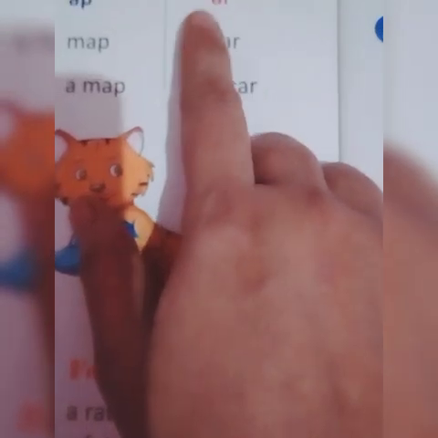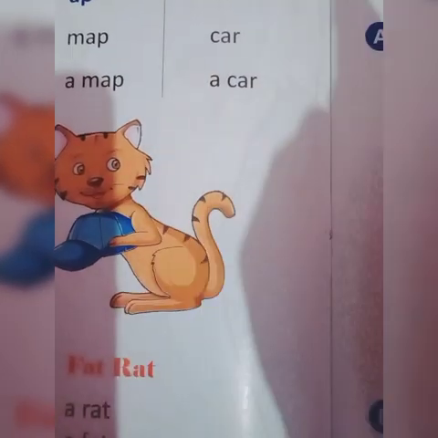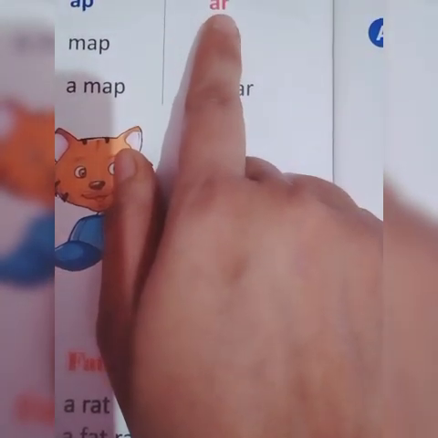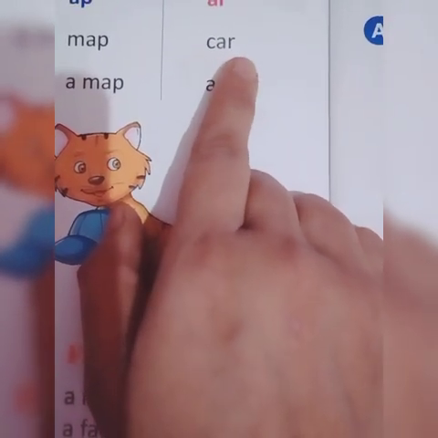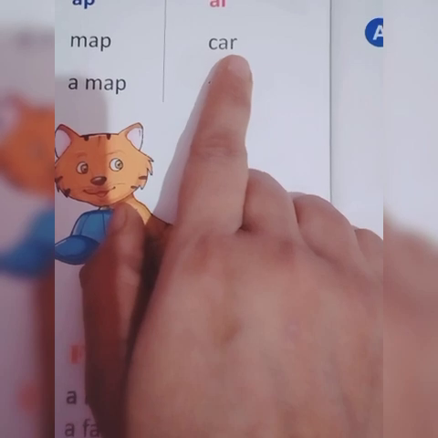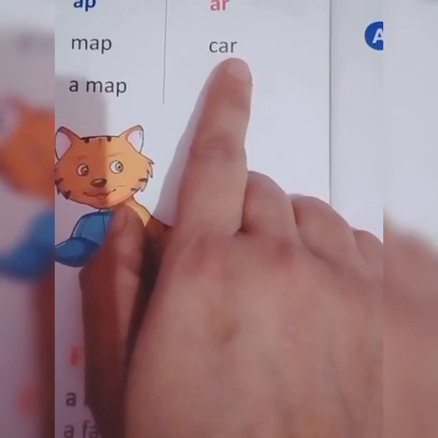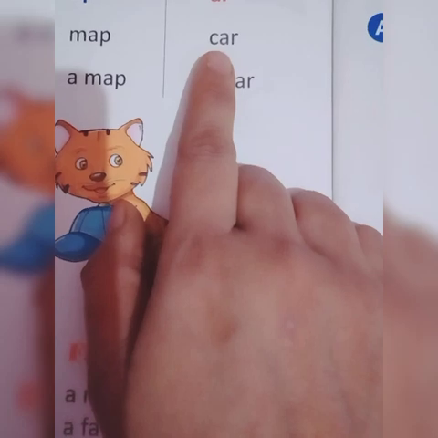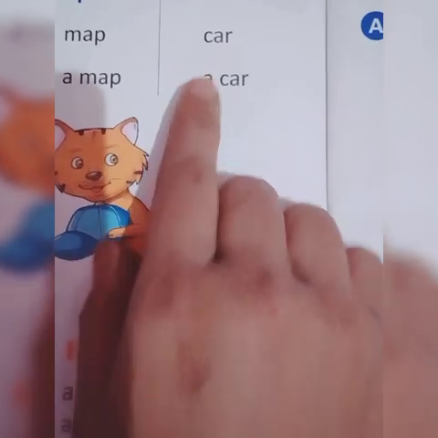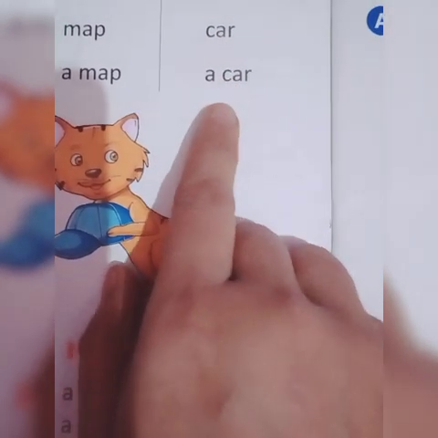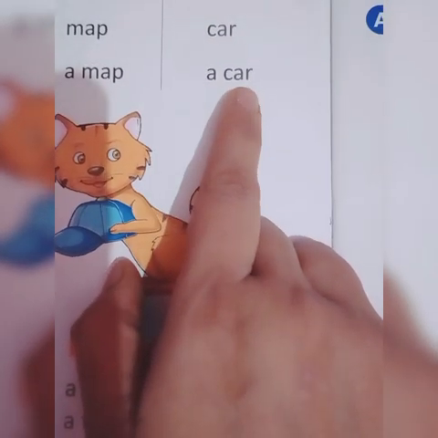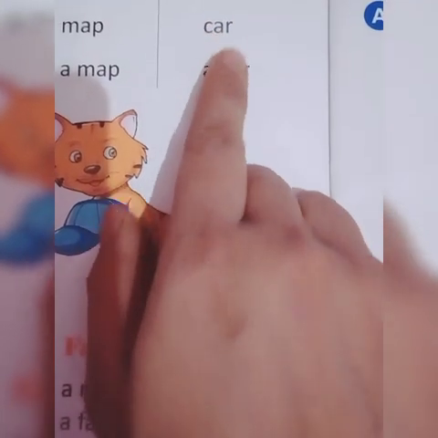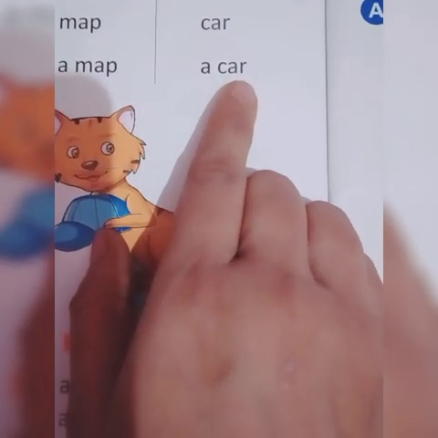A-R, ar. K, ar, car. K, A, R, car. A car.